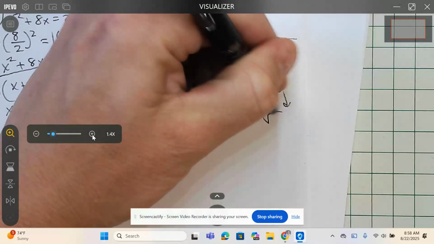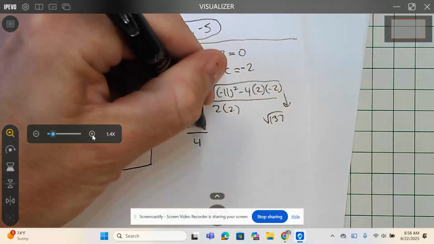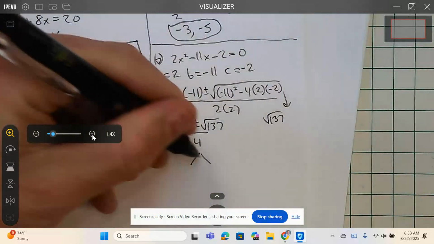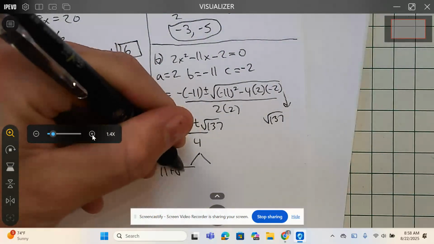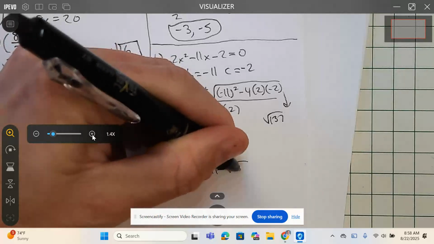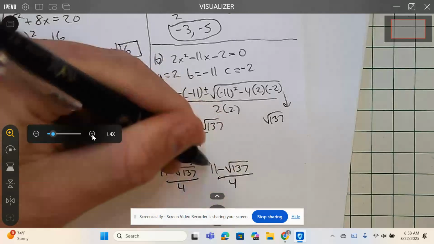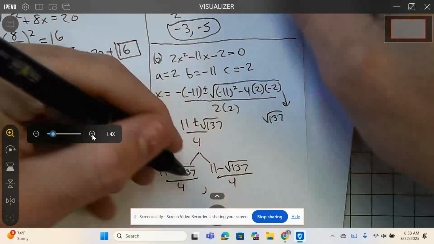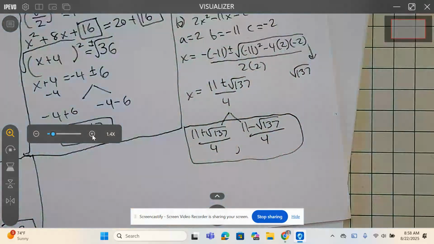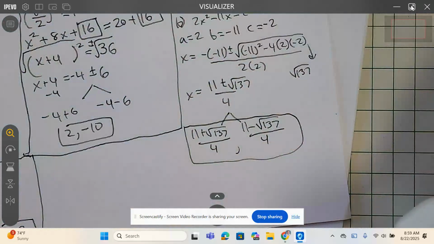It's not the worst thing in the world. Your answer's not going to look great on this one. Now, on this one, we're not going to be able to clean it up much. So we're going to have 11 plus the square root of 137 divided by 4, and 11 minus the square root of 137. These are not like terms, so I can't do anything with that. So that's all I can do. So kind of stuck there.